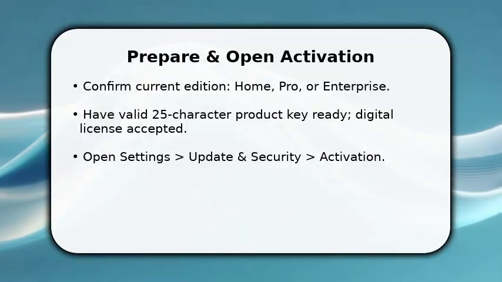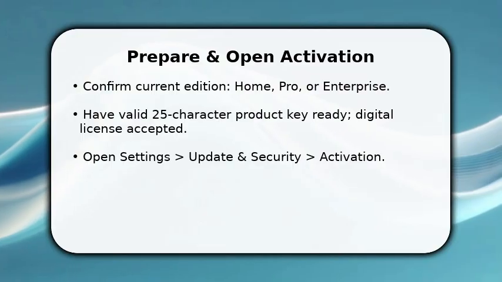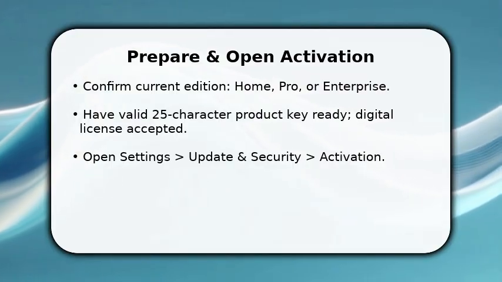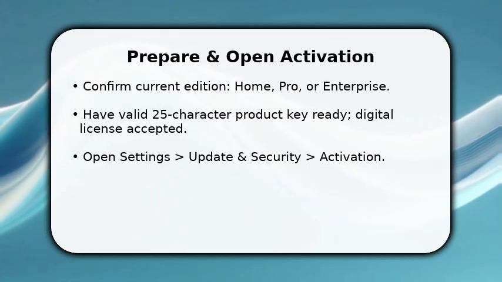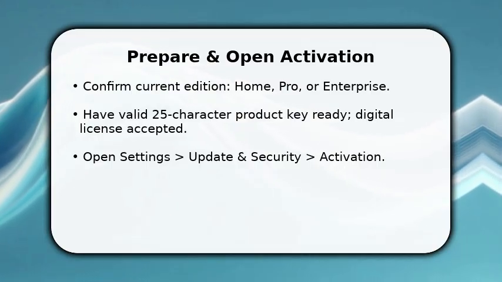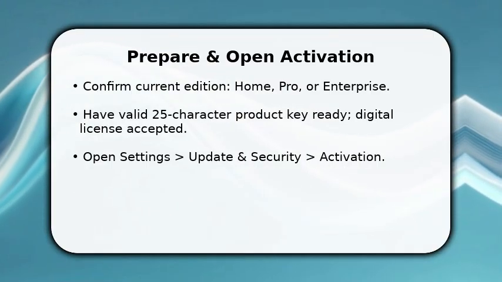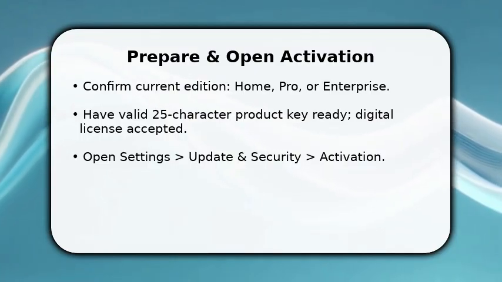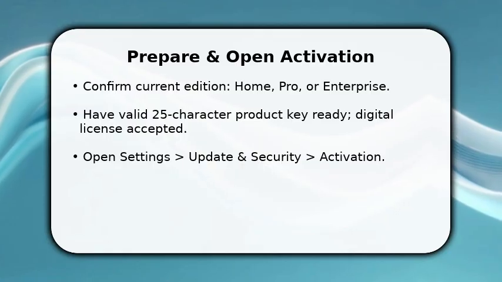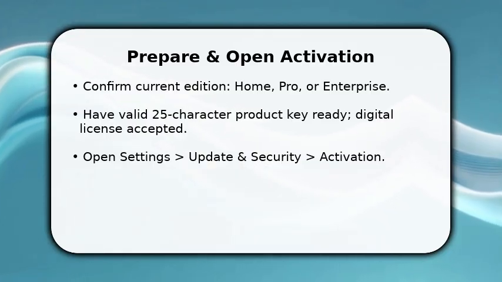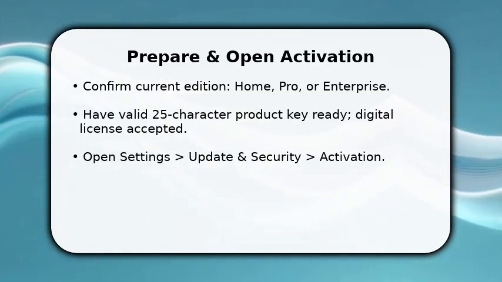You're starting immediately. Make sure you know your Windows edition and have the 25-character product key or digital license available. Open Settings, go to Update and Security, then Activation. Once there, click Change Product Key to bring up the entry dialog. Type the key carefully, pausing to verify groups of 5 characters so you avoid errors.